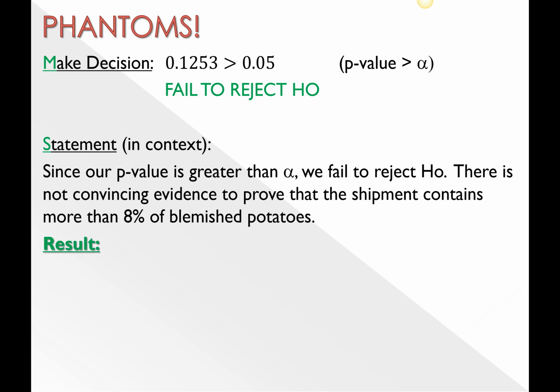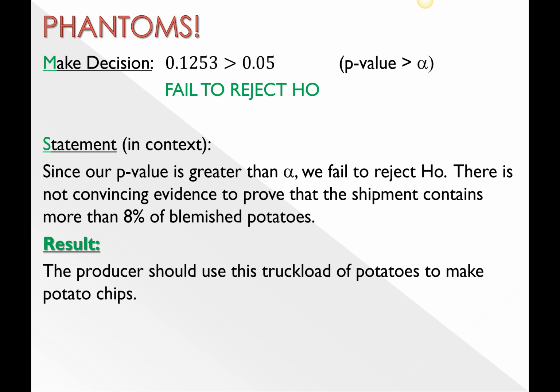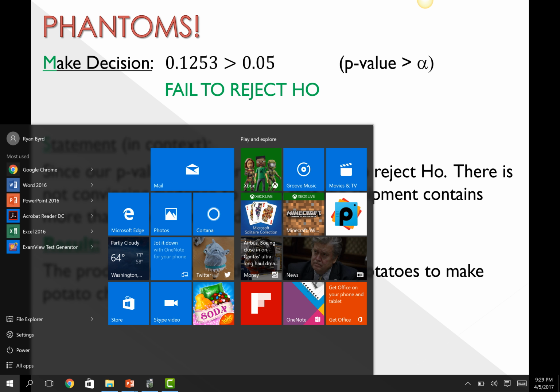As a result, the producer should use this truckload, because there isn't evidence that more than 8% have blemishes, so this truckload is okay to use. If they don't, you're going to run into issues where you're sending back a good truckload of potatoes, and that's going to cost money. We'll talk about the consequences if you mistakenly reject or fail to reject.